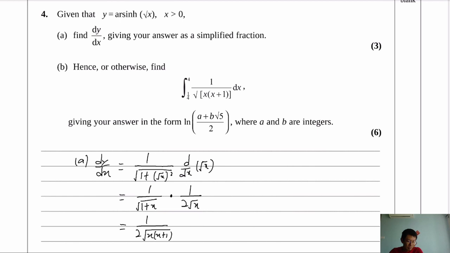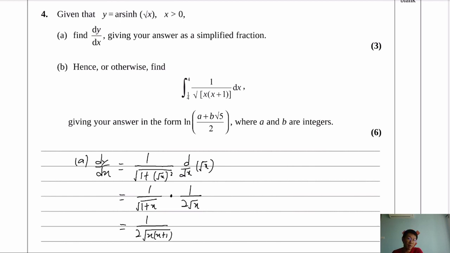Okay, so part B: hence or otherwise find this integral. Give your answer in this form. Basically, if we compare what we have in this integral with the result we got from part A, they are related. Let's say we want to find the integral of 1 over root of x plus 1, which is very similar to the dy/dx that we found earlier. We can use the previous result.